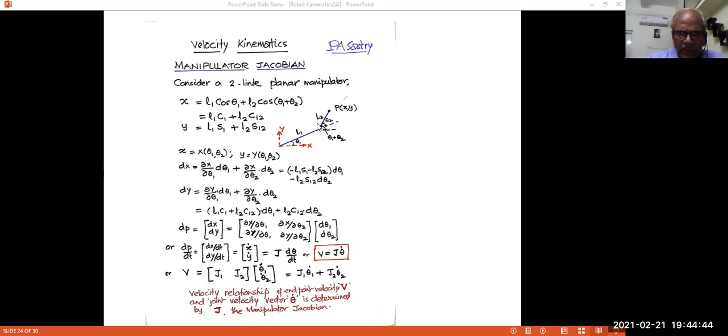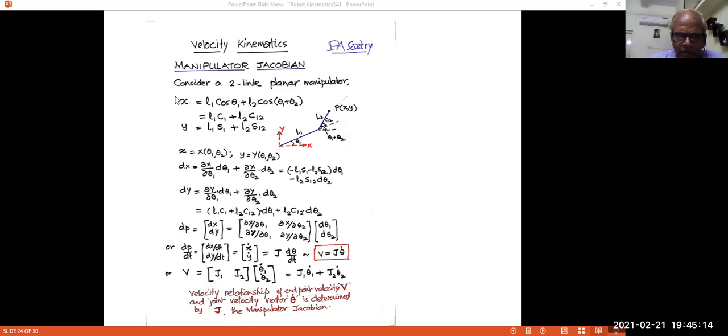Suppose L1 and L2 are the link lengths, and we are interested in relating the angular velocity of this joint and the angular velocity of this joint to the effect it will have on the end point velocity. The end point velocity would have two components, only x and y, being a plane. So we will first find the expressions for x and y, and then find the velocities.